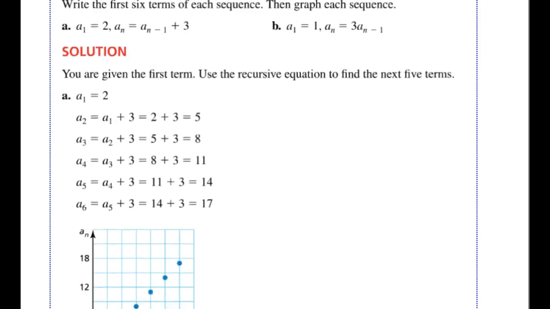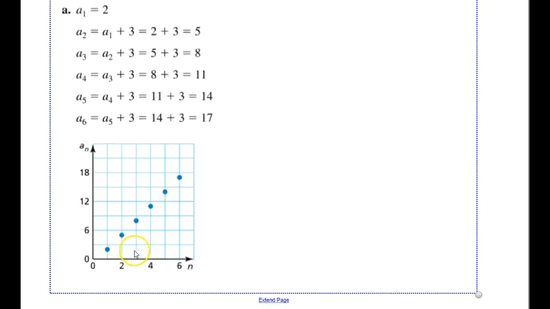And then I'm asked to graph each sequence. You'll see here that I've graphed each point. So when my x was 1, or my n was 1, my first term was 2, my second term was 5, my third term was 8. And you'll see here that I'm not going to connect these dots, because this sequence is not continuous data. Remember we talked about discrete and continuous? This is discrete data. I don't have values in between. There's literally only these values. So I'm not going to connect the dots here.